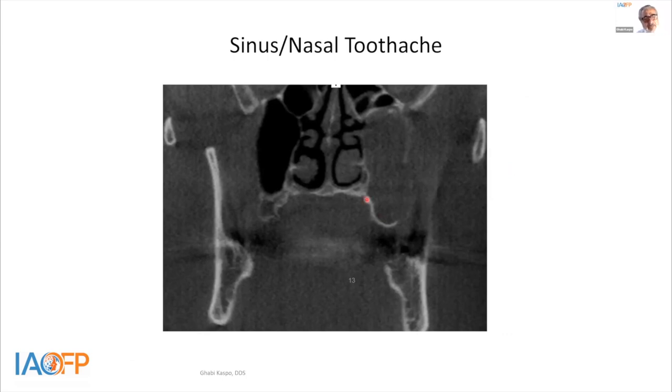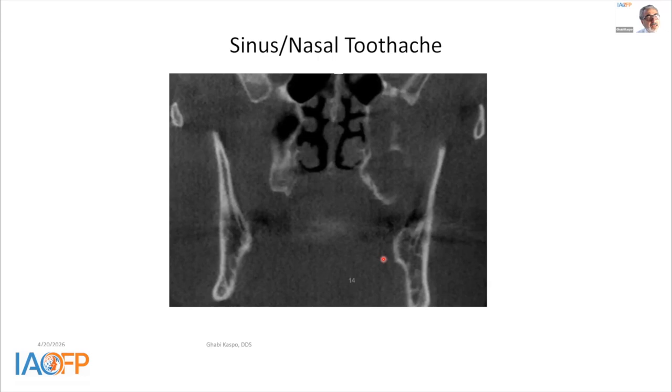What scared me about it, we see sinus cysts often, but I saw we lost the border of the sinus wall. So these are really some signs we have to be worried about. And in another slice of the cone beam CT scan, the patient almost lost the external wall of the left maxillary sinus.